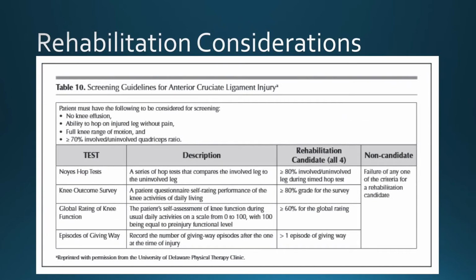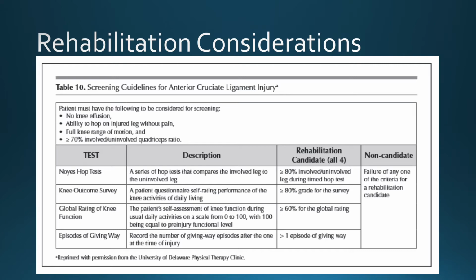So this table shows the screening guidelines for anterior cruciate ligament injury. So Eitzen and colleagues developed a screening process in an attempt to identify potential copers that might be able to return to short-term high levels of activity without surgical management of an ACL injury. So in order to participate in the screen, it had to be an isolated tear of the ACL with no other involved structures. Furthermore, the patient had to have no knee effusion, the ability to hop on the injured leg without pain, full knee range of motion, and greater than 70% of the involved to uninvolved quadriceps ratio.